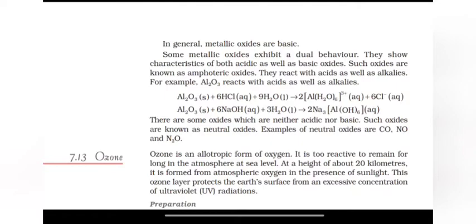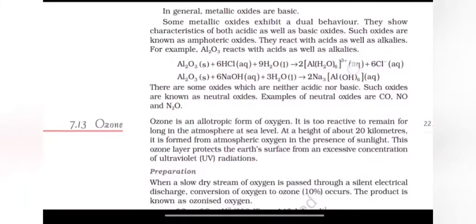Some metallic oxides exhibit a dual behavior. They show characteristics of both acidic as well as basic oxides. Such oxides are known as amphoteric oxides. They react with acids as well as alkalis. For example, Al2O3 reacts with acids as well as alkalis. There are some oxides which are neither acidic nor basic. Such oxides are known as neutral oxides.